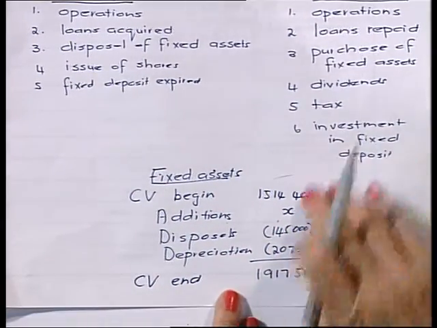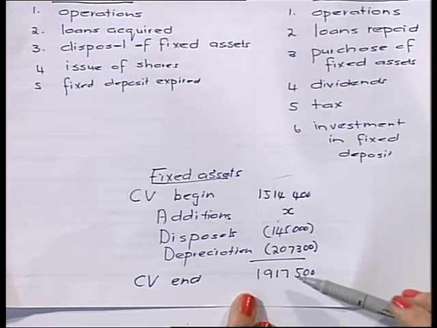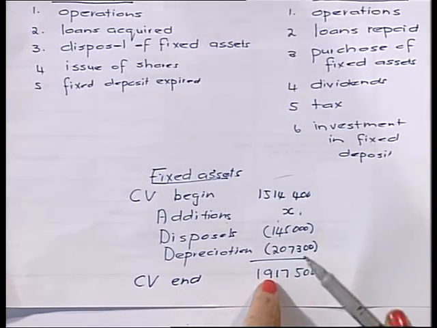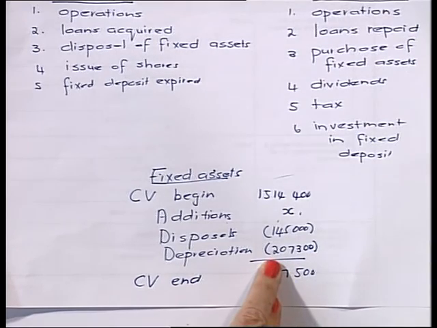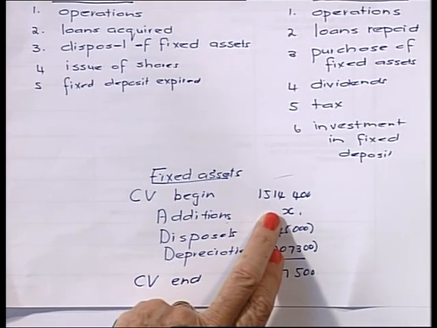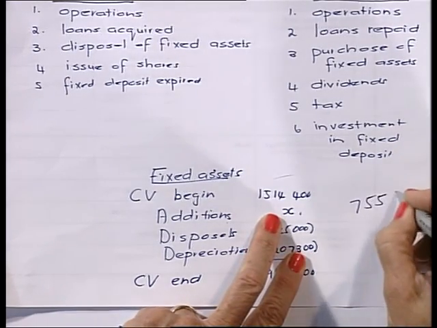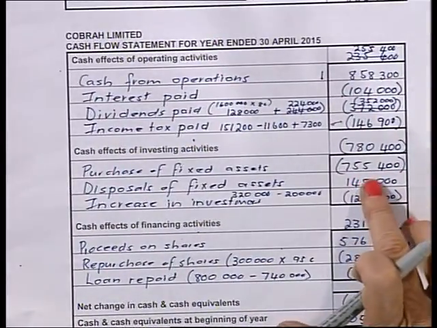If you got a sum like this, you always start at the bottom because this is a missing figure. On your calculator, you say 1,917,500. And when you work back, you use the inverse operation. So this is going to be plus 207,300 plus 145,000. And this is going to be minus 1,514,400. And my answer is 7,554,400. And I put in 7,554,400 when I buy my fixed assets.